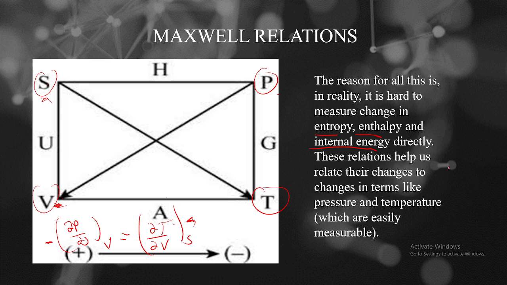If we want to find U, H, or S, we can relate their changes to changes in terms like pressure, temperature, and volume. So we can find the T, the P, the V, or del T, del P, del V. Any of these things are easier to find than finding it in terms of entropy, enthalpy, and internal energy. So that's why we are doing all of these things.